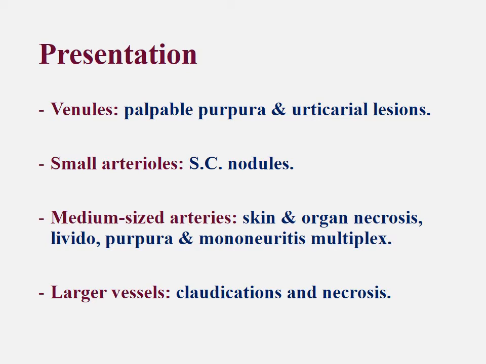Affection of medium-sized arteries will lead to skin and organ necrotic areas, with livedo reticularis, with purpura, and with mononeuritis multiplex. Affection of the medium-sized arteries here of the major peripheral nerves leads to mononeuritis multiplex. Larger vessel affection will lead to claudications and necrosis of a wide area.